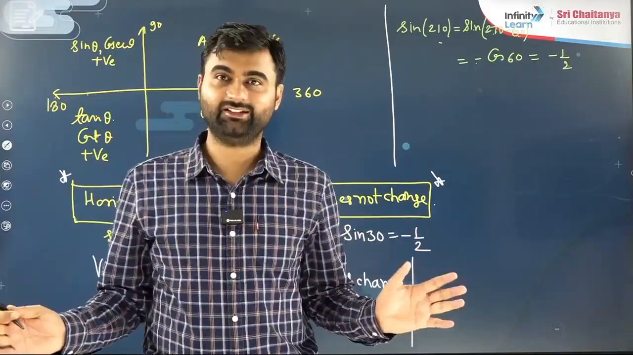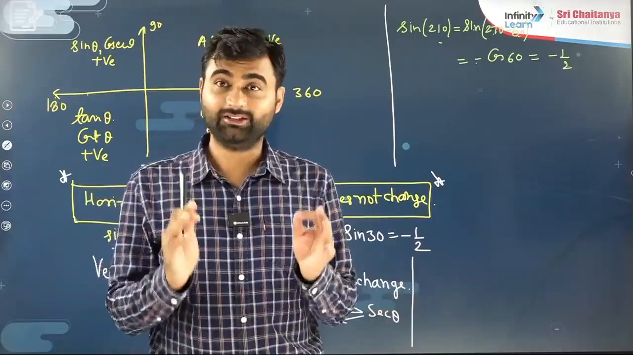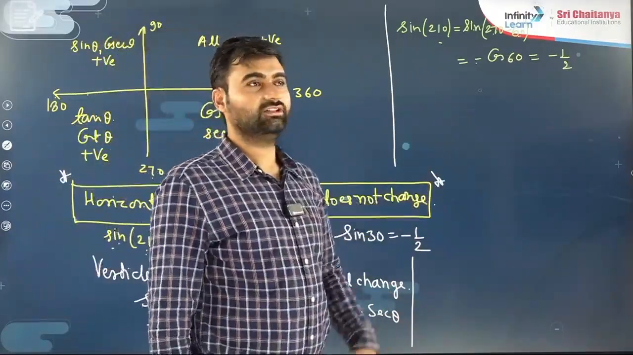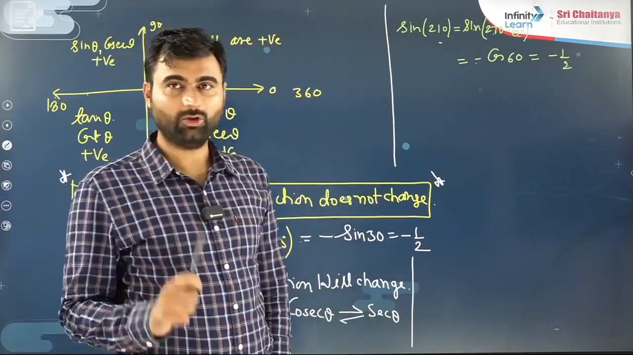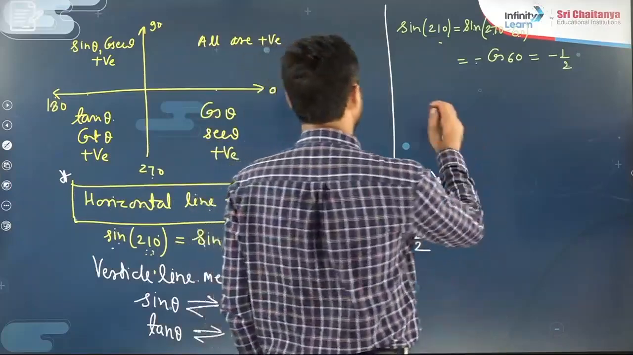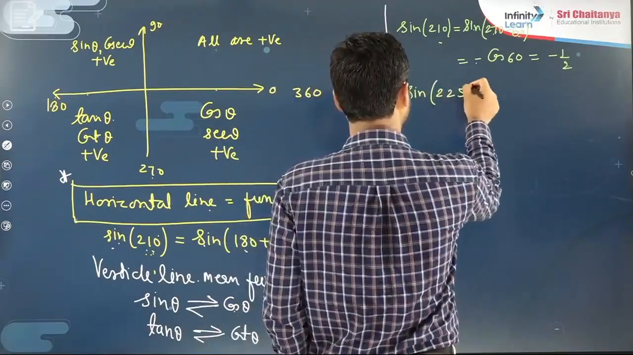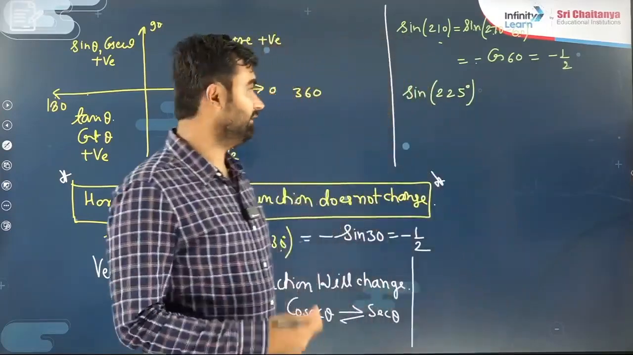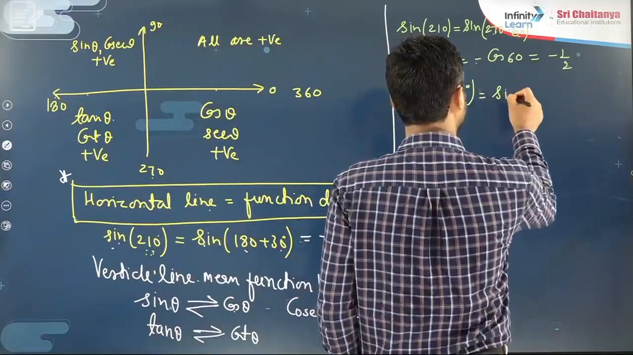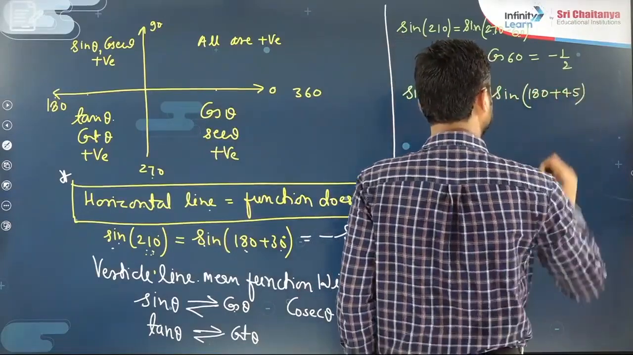The method can be different. We can solve an equation by many methods, but the final answer must be the same. So the final answer is minus 1 by 2. Understood or not? Okay, one more example. Suppose we have to write sin 225 degrees. Can you calculate the sin 225 degree value? So sin 225 is sin 180 plus 45. Yes, it is correct.